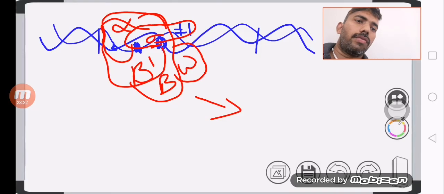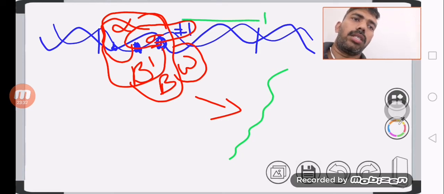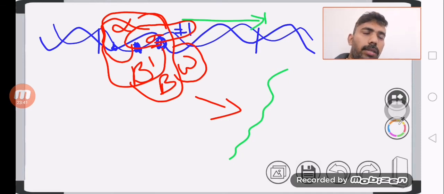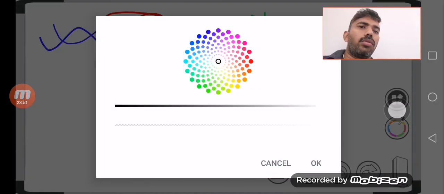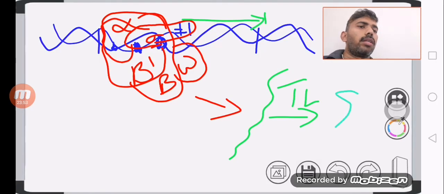Then there will be synthesis of an RNA molecule from the gene. The sequence from the +1 site up to this region will be synthesized, right? Once it reaches this particular site, there will be termination because there are terminator sequences. After that, this undergoes translation to produce what? Protein. So you will get proteins after the translation event.